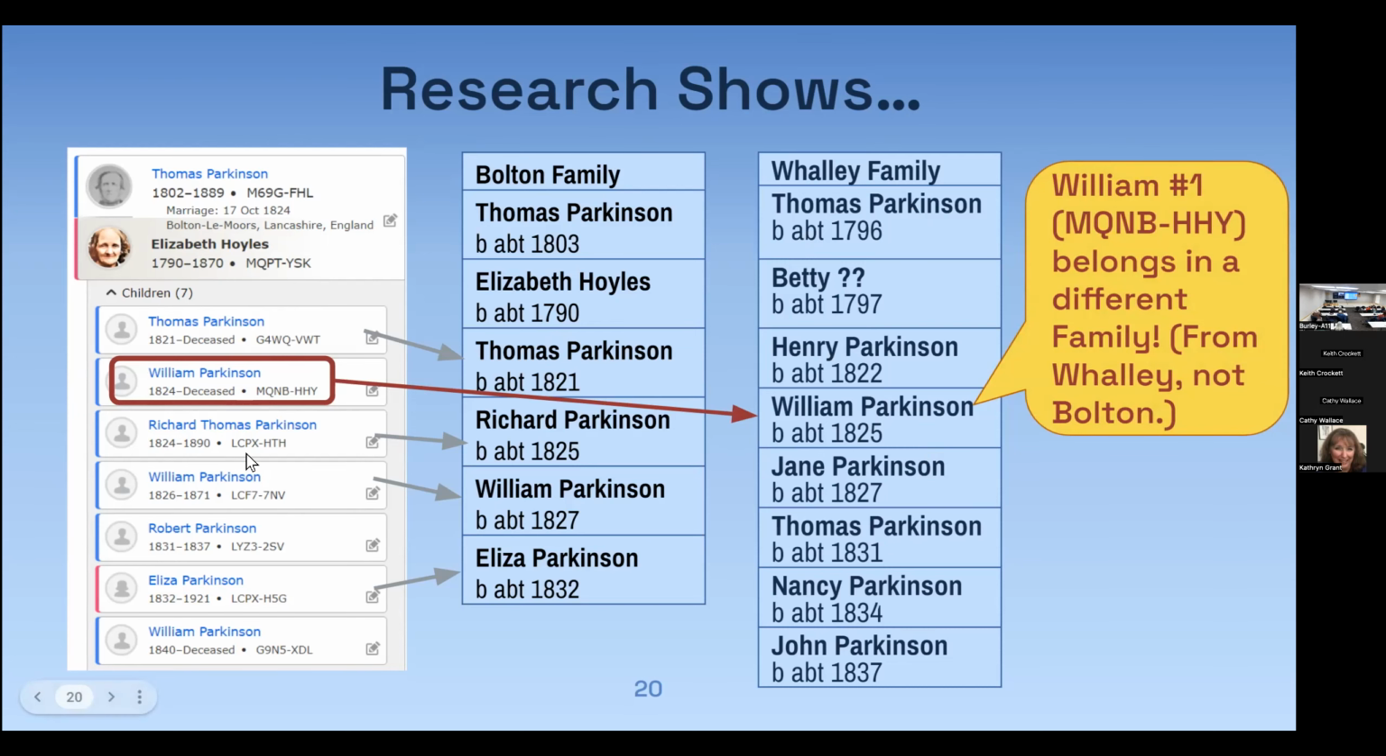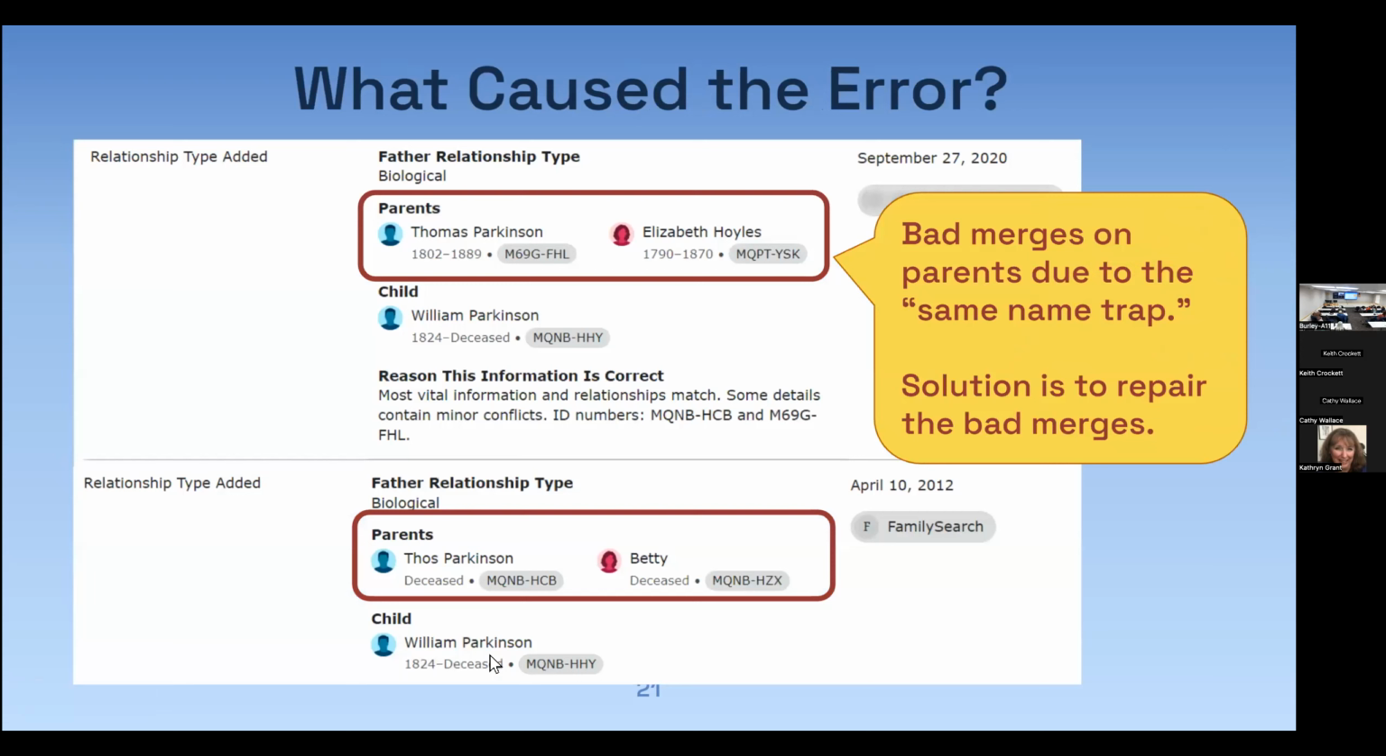How do we clean up the mistake? Well, first of all, it's helpful to know what caused the error. As we look in the change log, we see that it was due to a bad merge. Now, that isn't immediately obvious from the type of entry. The way I could tell there had been a bad merge is because of this reason statement here.